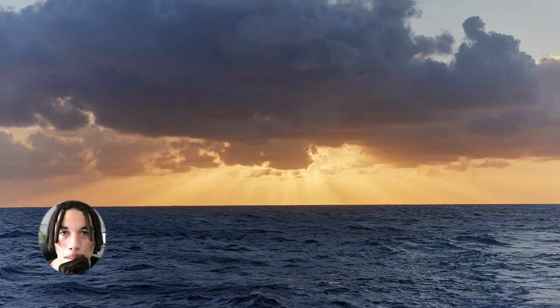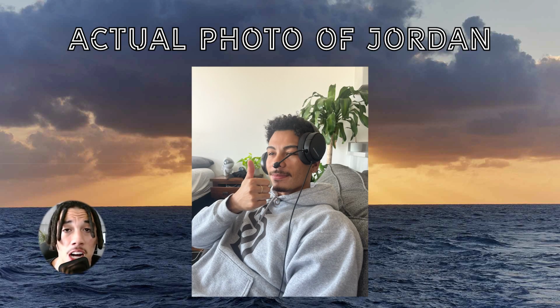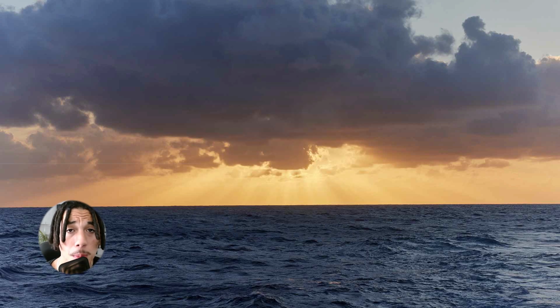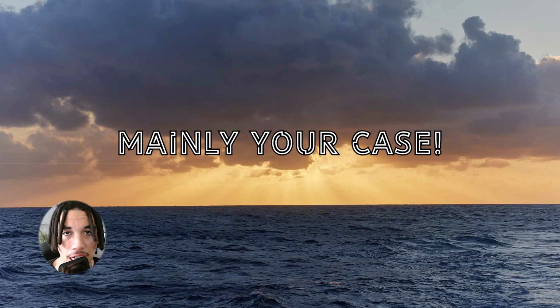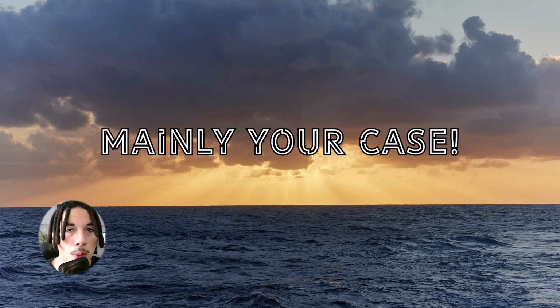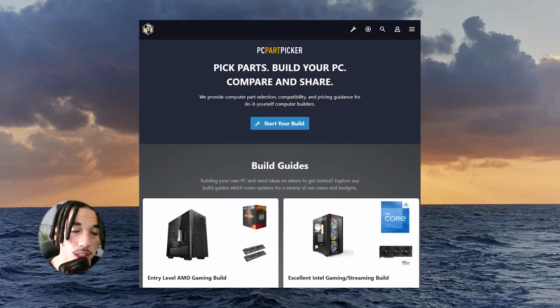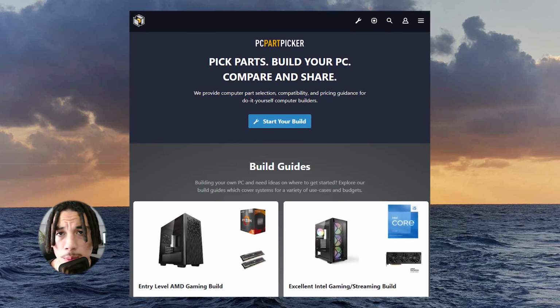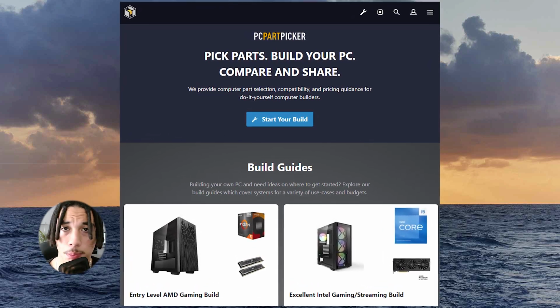When we do a video on building a computer for Jordan, my brother, I'll show you guys more in depth what it looks like. One main thing to note is that your motherboard must be compatible with all the other parts in your computer. I would recommend a website like PC Part Picker, which is linked down in the description below, to make sure that your CPU, motherboard, and your case are all compatible with each other.